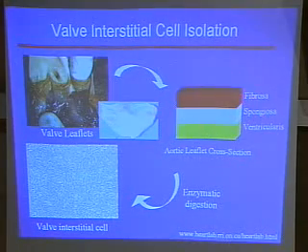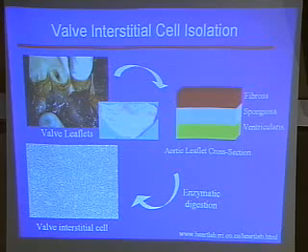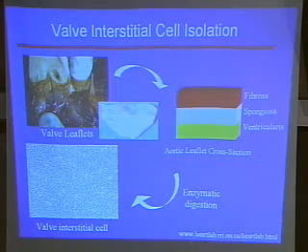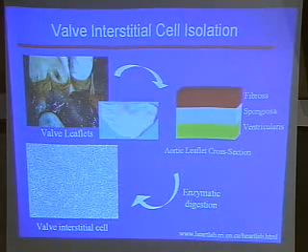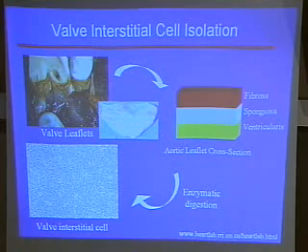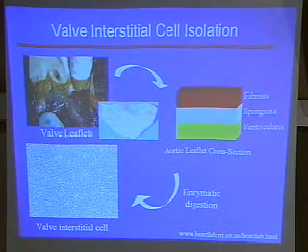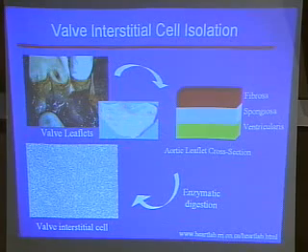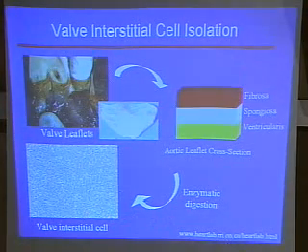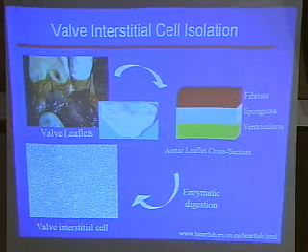layers, namely the fibrosa, which is composed mostly of collagen, the spongiosa, which is composed mostly of glycosaminoglycans, and the ventricularis, which is composed of collagen and elastin. And this entire valve is covered with a single layer of endothelial cells. So if we remove the endothelial layer by scraping, we can do an enzymatic digestion to essentially isolate the valve interstitial cell.